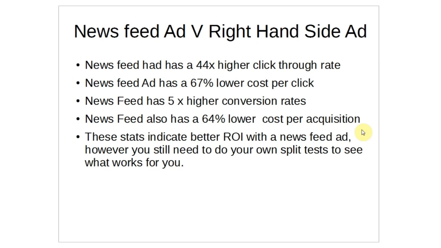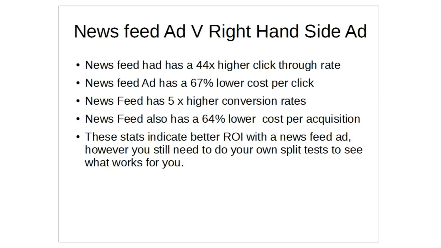When it comes to choosing between the newsfeed ad and the right-hand side ad, your newsfeed ad has a 44 times higher click-through rate on average. A newsfeed ad has a 67% lower cost per click, 5 times higher conversion rates, and also a 64% lower cost per acquisition. And while these stats do indicate you get a better ROI with a newsfeed ad, you still need to do your own split test to see what works for you, because there are some businesses out there who find they are more successful and maybe their business is more suited to a right-hand side ad.